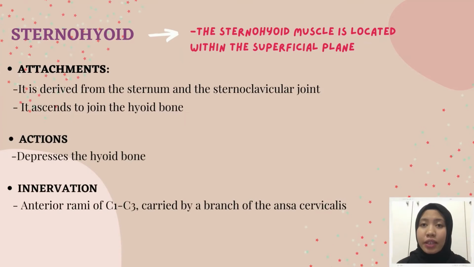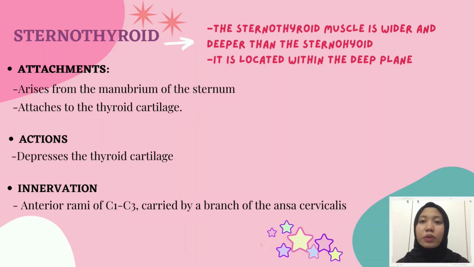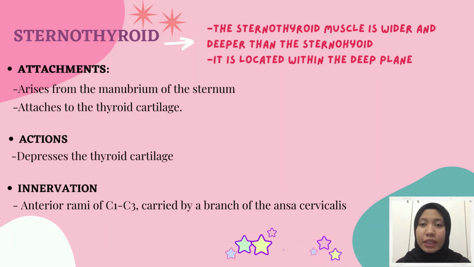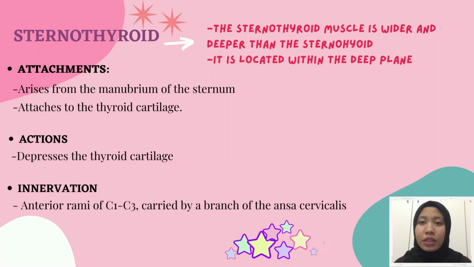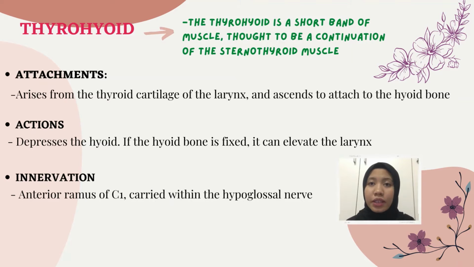Sternohyoid. It is derived from the sternum and the sternoclavicular joint. It ascends to join the hyoid bone. It also depresses the hyoid bone. Third, sternothyroid. Sternothyroid arises from the manubrium of the sternum. It attaches to the thyroid cartilage. It also depresses the thyroid cartilage. The last one is thyrohyoid. It arises from the thyroid cartilage of the larynx and ascends to attach to the hyoid bone. It depresses the hyoid, but if the hyoid bone is fixed, it can elevate the larynx.